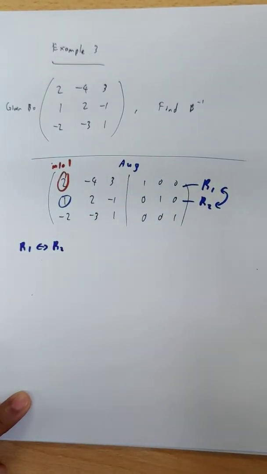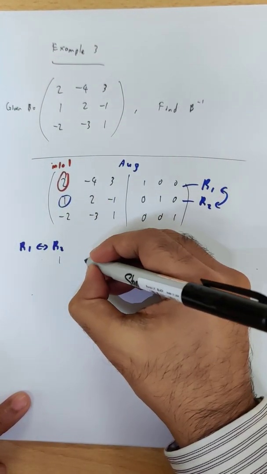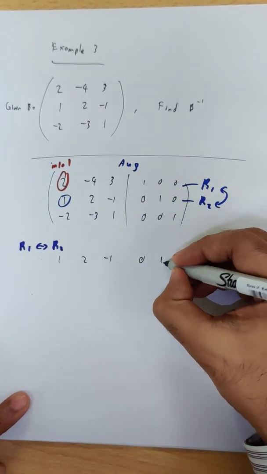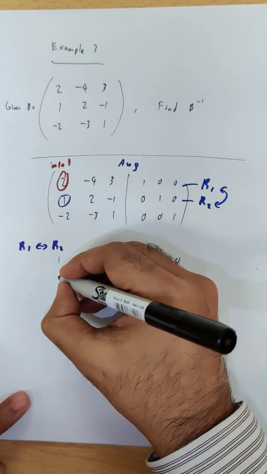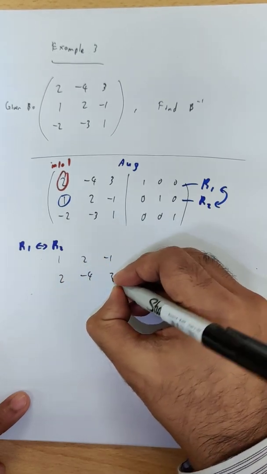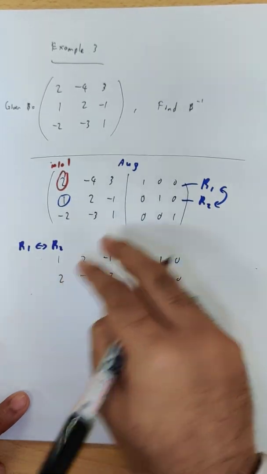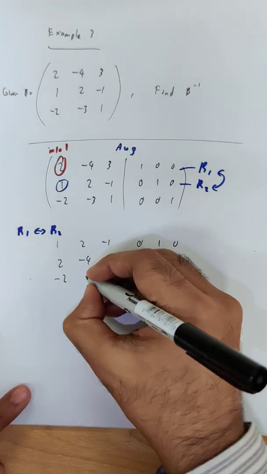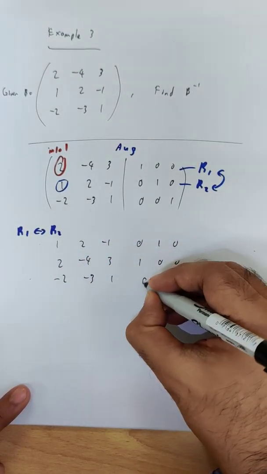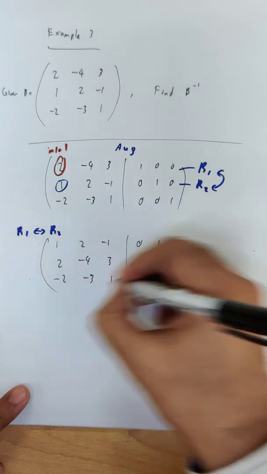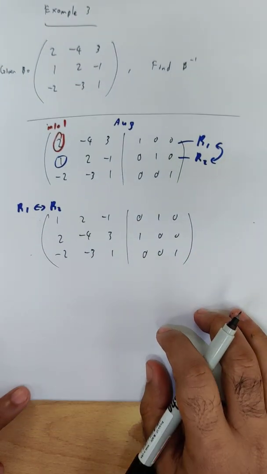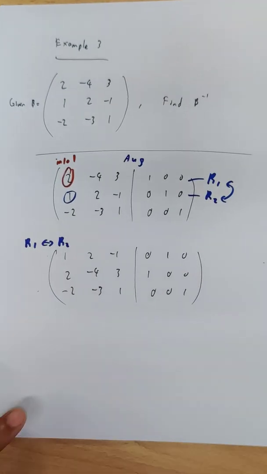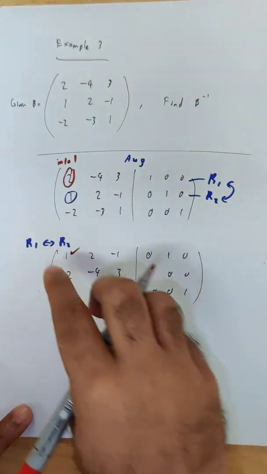For viewers, sorry, I'm going to go a bit fast on this video because this is the final one and this is no longer an introduction video. So I'm exchanging row 1 with row 2: -2, -3, 1, 0, 0, 1. If you would like to understand this video, please watch the videos before this. Okay, so we managed to get this 1 into 1, so good.